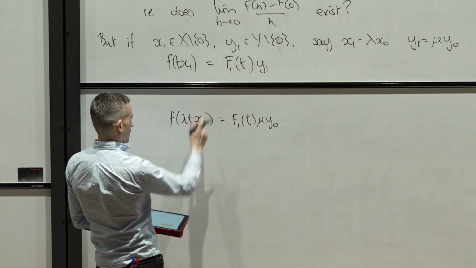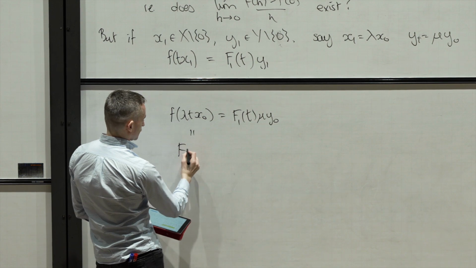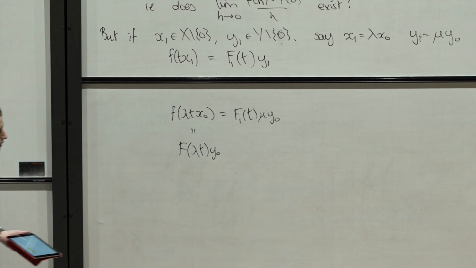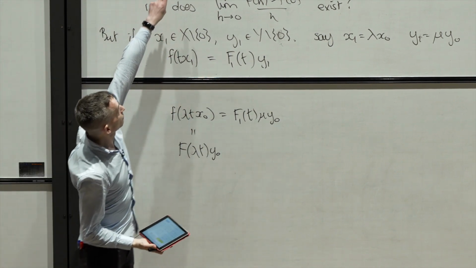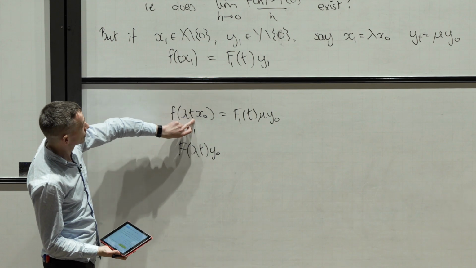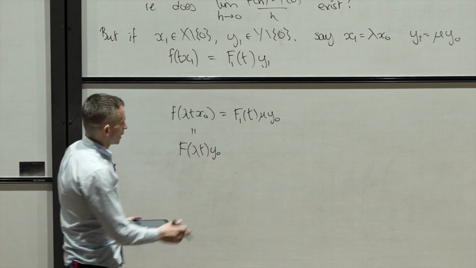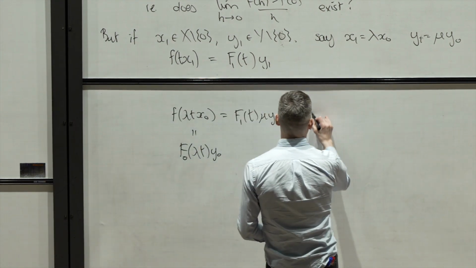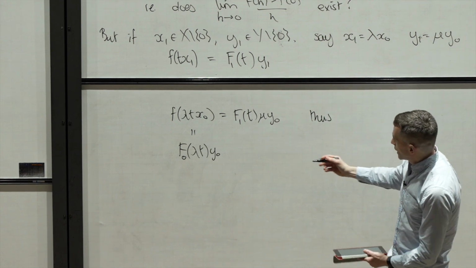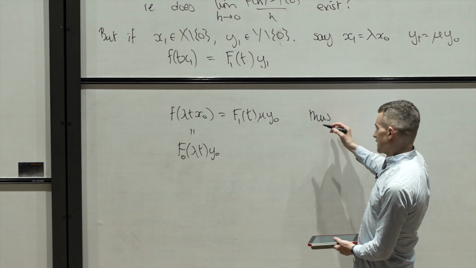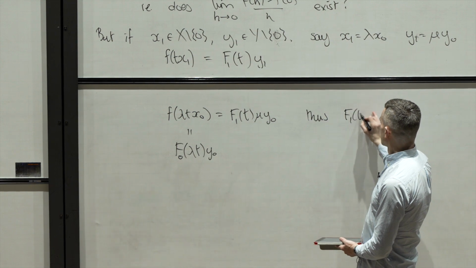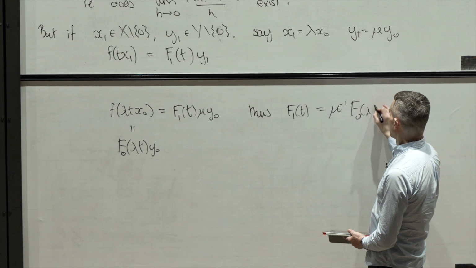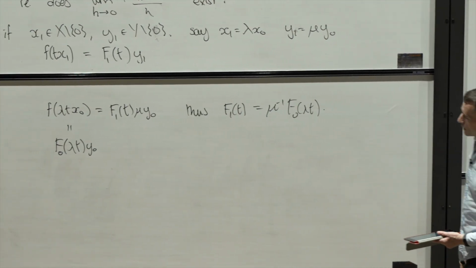Okay, and then this is just f of lambda of t times y0. Right, just take the definition up there, using lambda t instead of t, that gives you this. And so you see that f0 and f1 are related by a reasonable transformation, but it's not the identity. So f1 of t is mu inverse f0 of lambda of t.